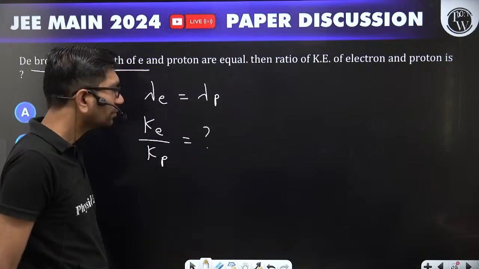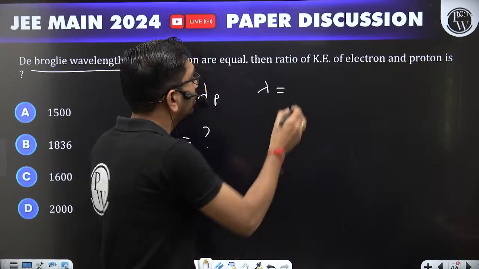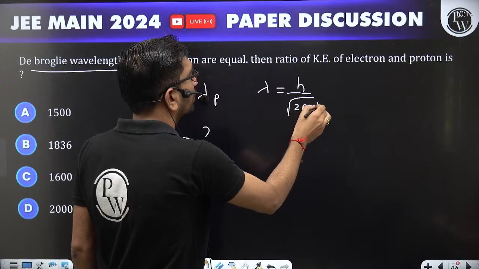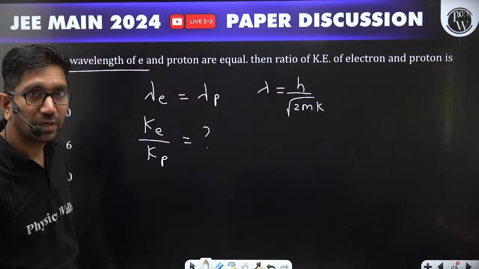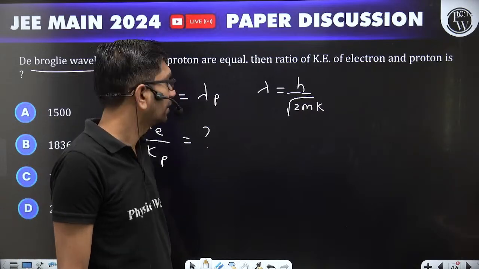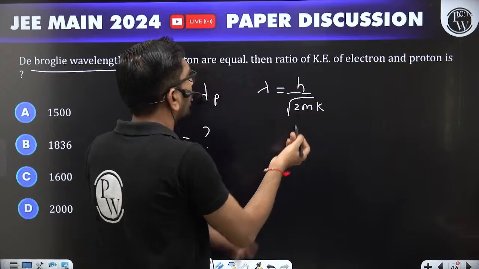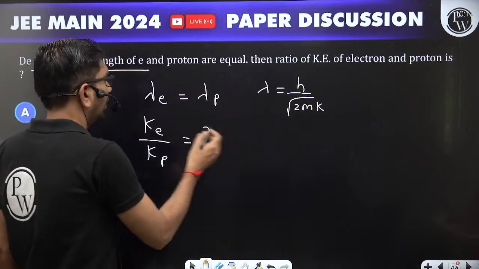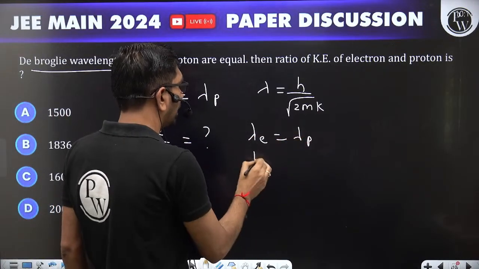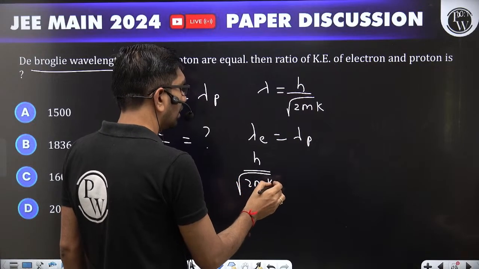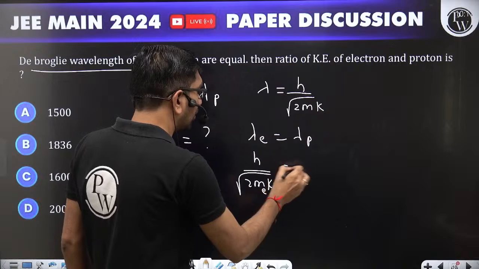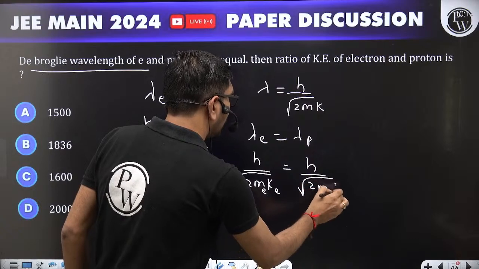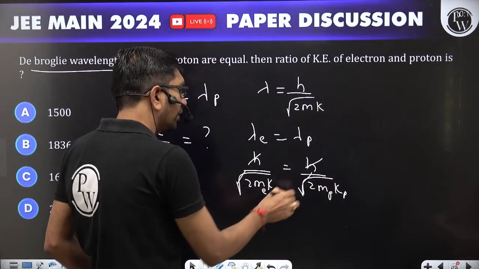Now see here, as everyone knows, lambda is de Broglie's wavelength, in terms of kinetic energy, h by root 2mK. The wavelengths are the same, so lambda e is equal to lambda p. So h by root 2 m_e K_e for the electron, and h by root 2 m_p K_p for the proton. So h cancels, root cancels, 2 cancels.